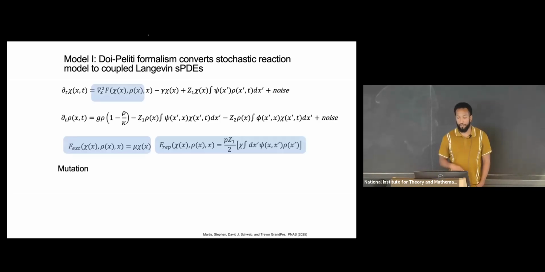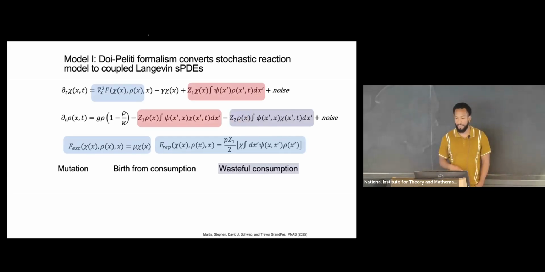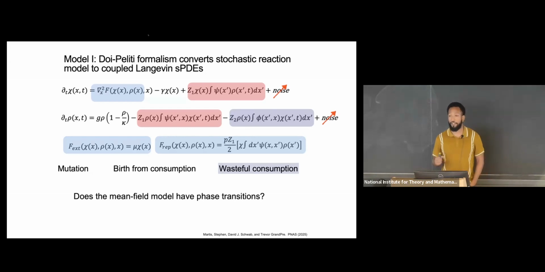And so the first terms here are the mutation terms. This is the birth from consumption. This is the wasteful consumption. For now, I'll introduce noise in the later part of the talk, and this will be demographic noise. But right now, I just want to first ask the question: can we see some phase transitions in this model, in any dimension, in the mean field model, so without the noise?